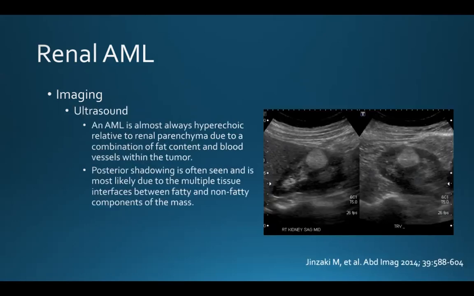On ultrasound, an AML is almost always hyperechoic relative to renal parenchyma, and this is due to a combination of fat content and blood vessels within the tumor. Posterior shadowing can be seen and is most likely due to the multiple tissue interfaces between fatty and non-fatty components of the mass.